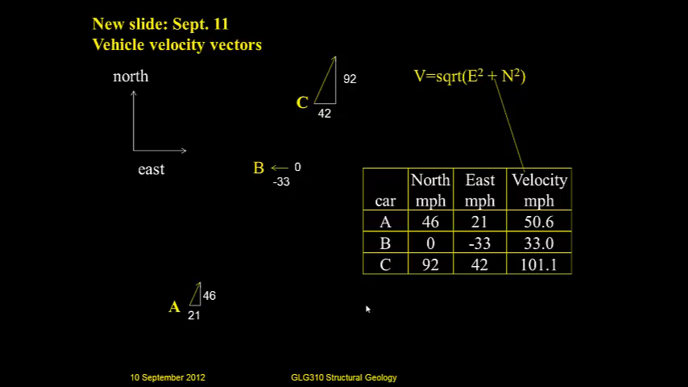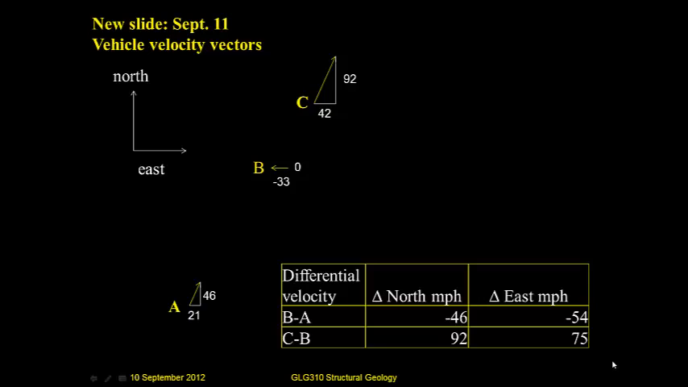And then finally, C, the car that's beyond the jam, is going quite a bit faster. The driver's happy and gave it some gas. That one's going 92 miles an hour north and 42 east, so it's actually 101 miles per hour. So those are our velocity vectors for each of these particles or vehicles.